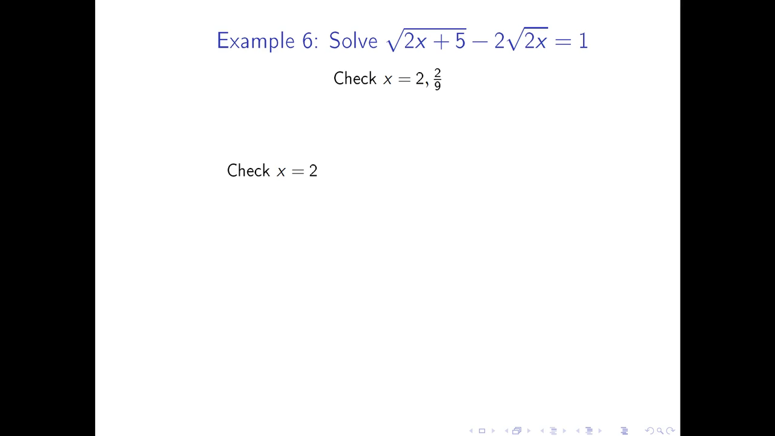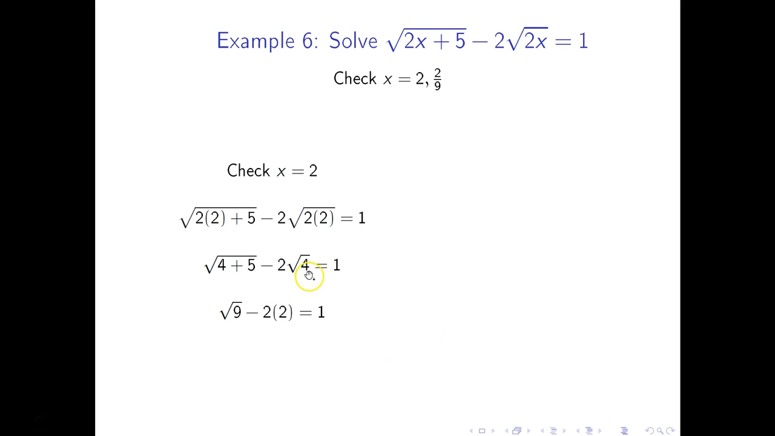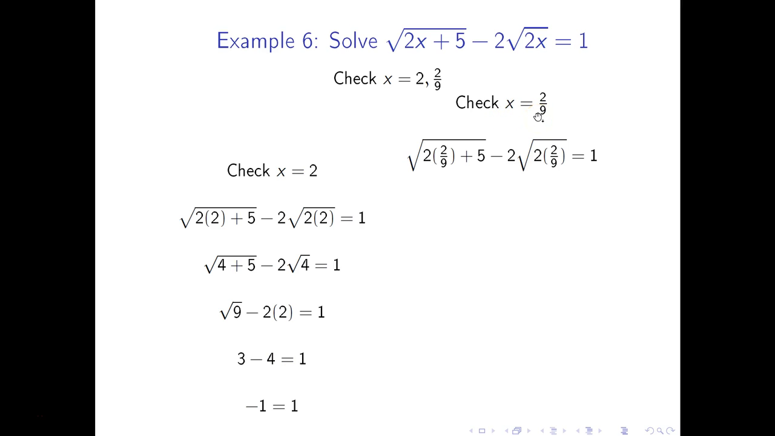So x equals 2, we're just going to check this one first. Plug that in. And I end up with 4 plus 5 under 1 square root, which is 9. And the square root of 4 is 2, so I get 3 minus 4. That's a problem. Okay. So now we come over to this one. And I got 2/9.